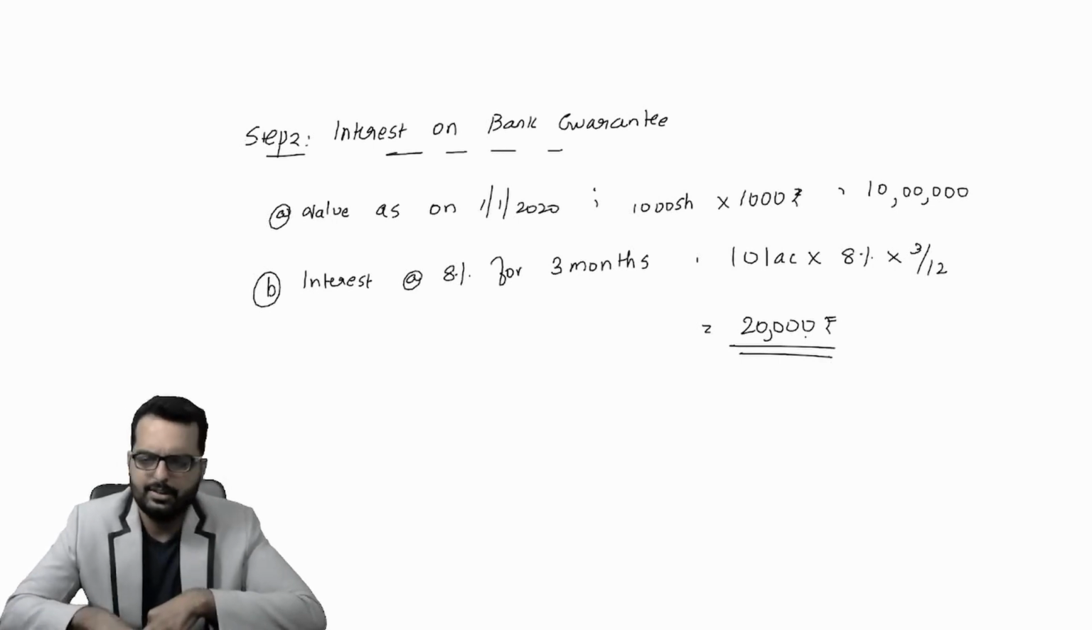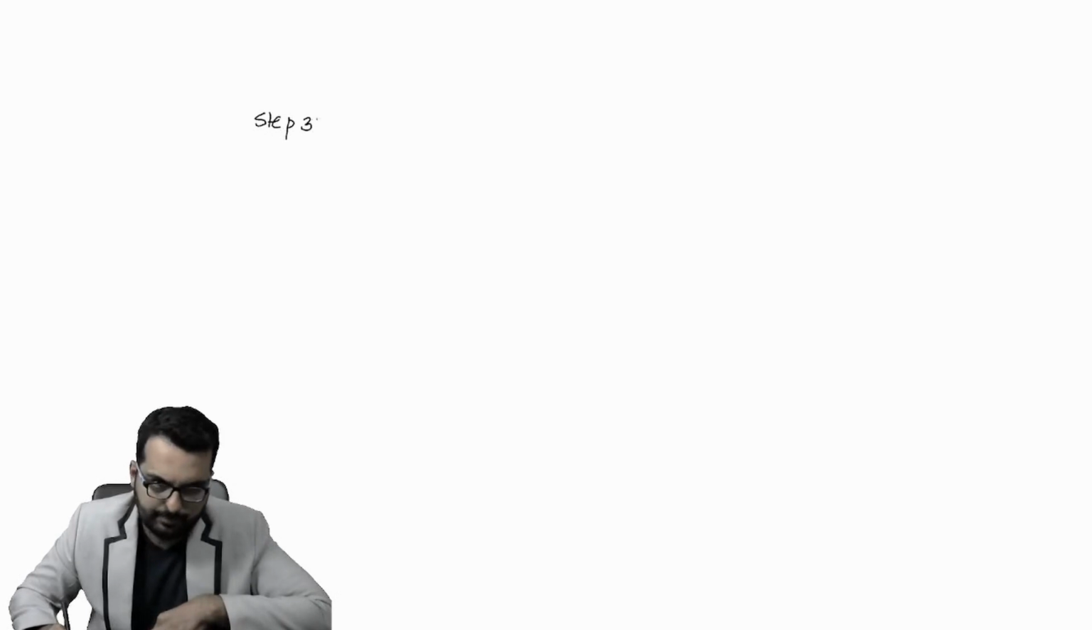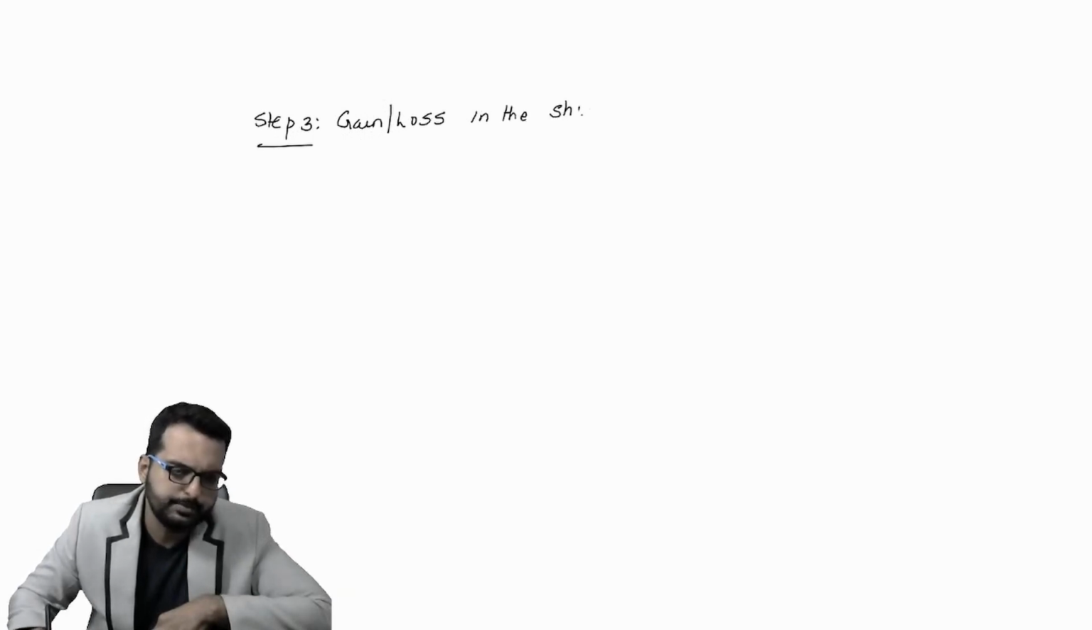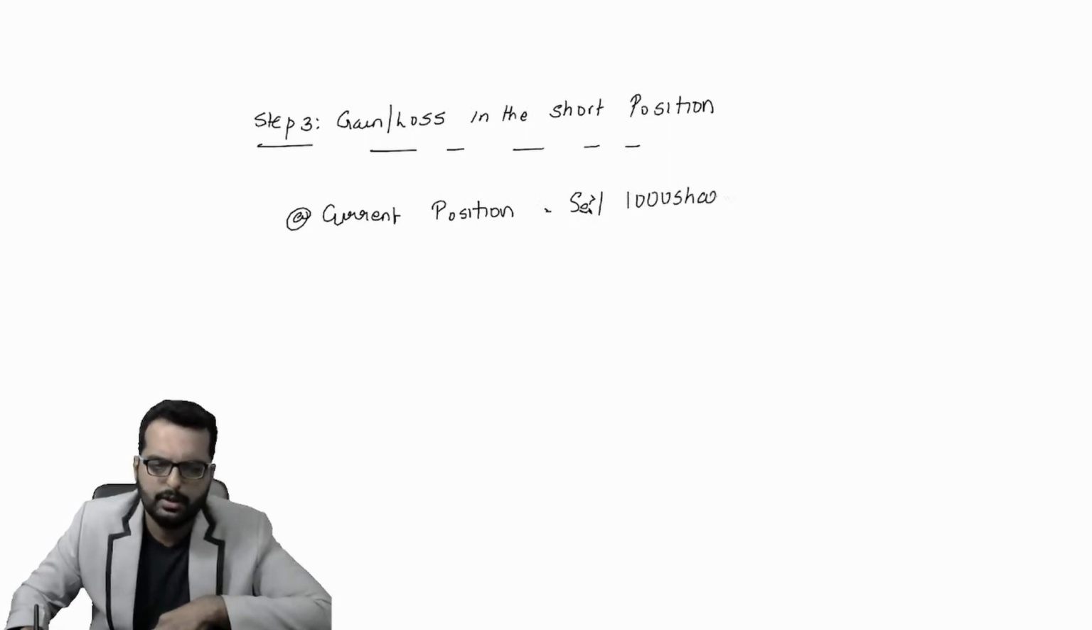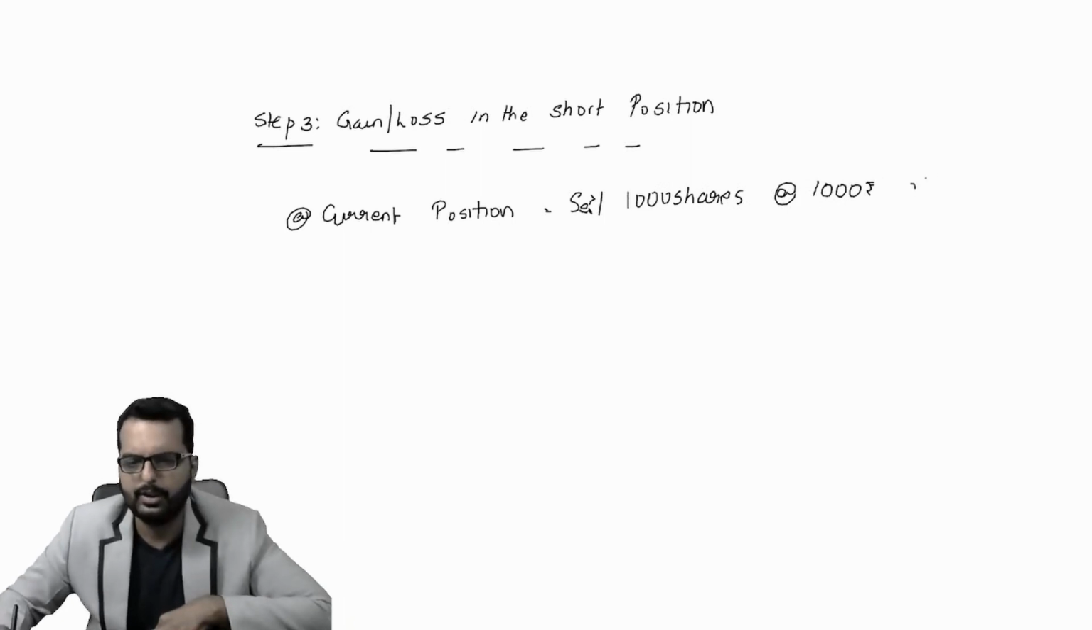I believe you are done writing this also, friends. Now I'll go to step number 3, where I'll write down the gain or loss in the short position. Here I'll write down point number A, current position. Current position is sold 1,000 shares at 1,000 rupees. So can I say that turns out to be 10 lakhs?